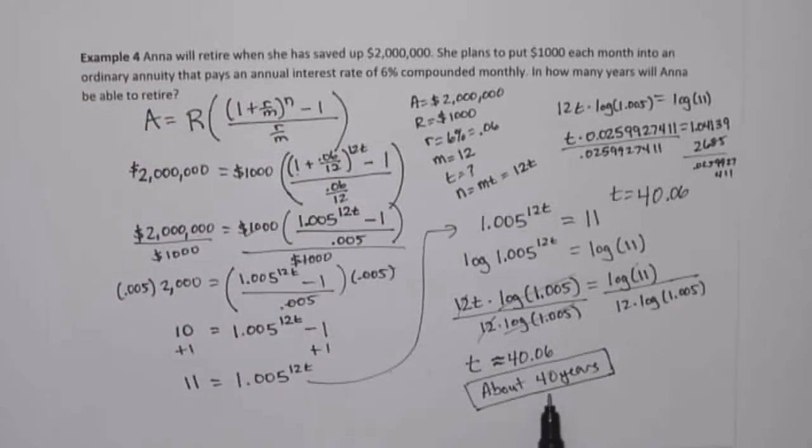So either way, we learned that it takes Anna about 40 years to retire. That completes this section. You should now be able to do the section homework.